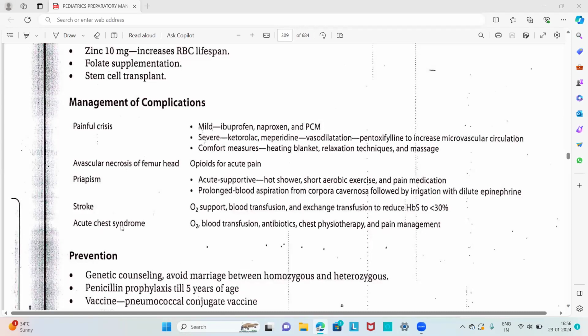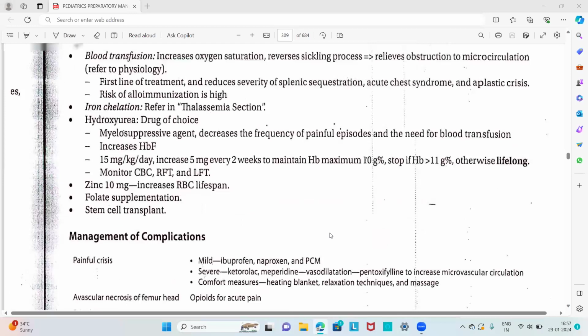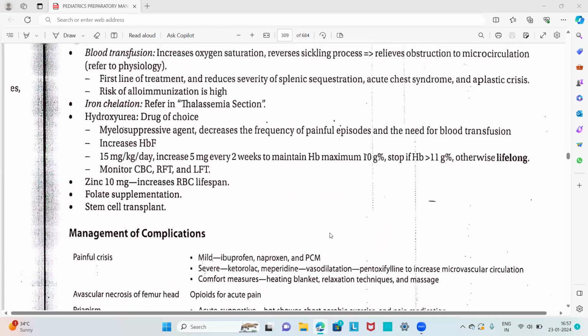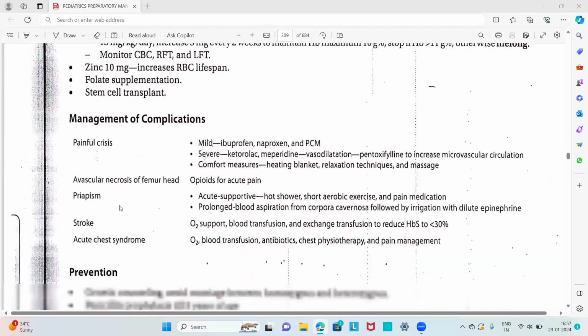In the case of acute chest syndrome as a complication, we have to give oxygen supplementation, blood transfusion, antibiotics, chest physiotherapy, and pain management. So that is all regarding the management or treatment of sickle cell disease. We have to go for this treatment, and also we have to manage the complications.